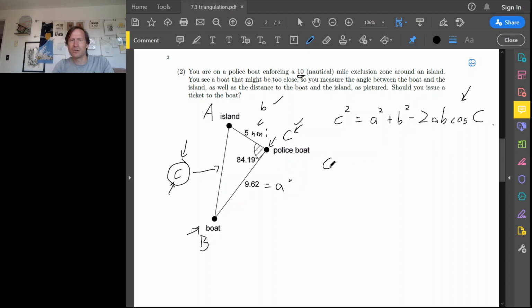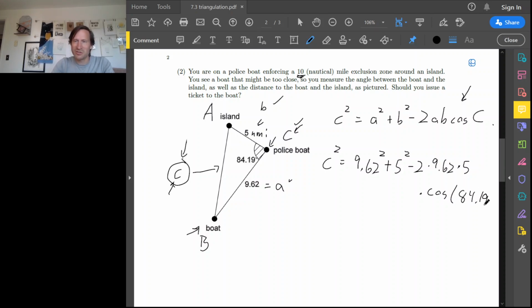C we don't know, so we'll leave that as c squared. Little a is 9.62, and that's squared, plus little b is 5 squared, minus 2 times 9.62 times 5 times cosine of 84.19 degrees.